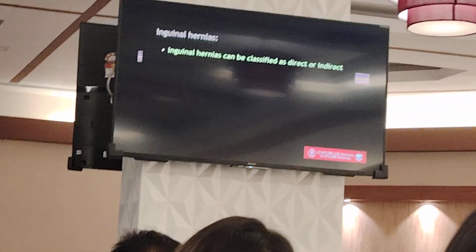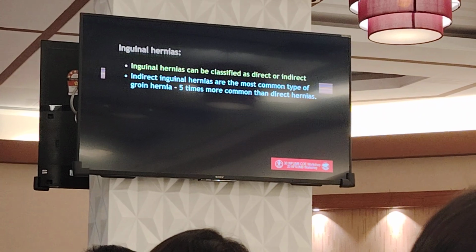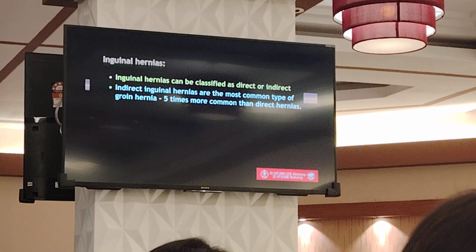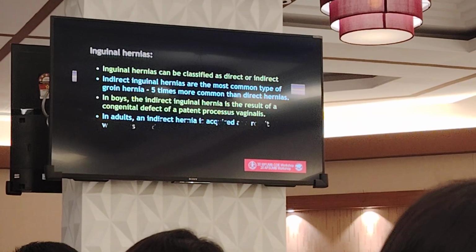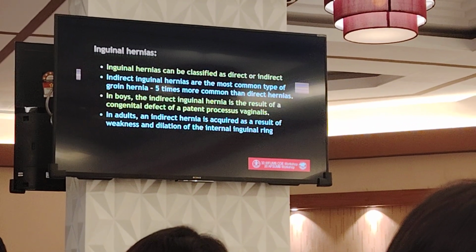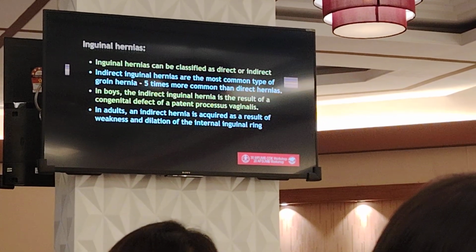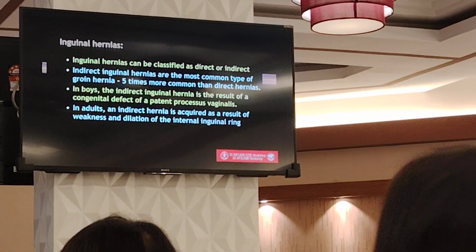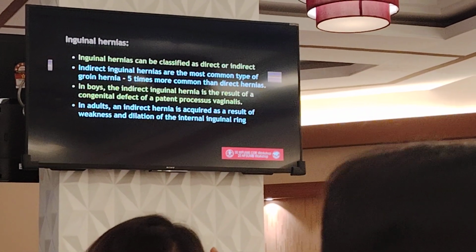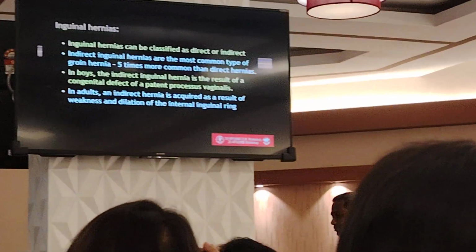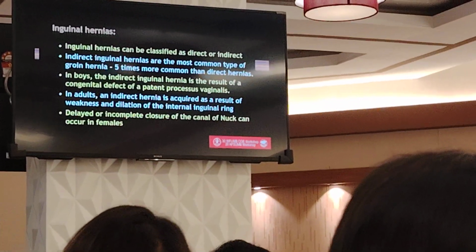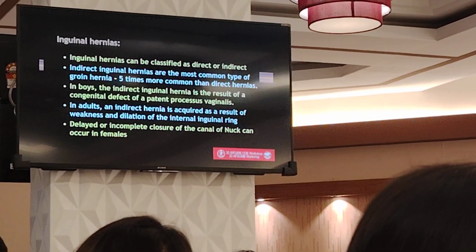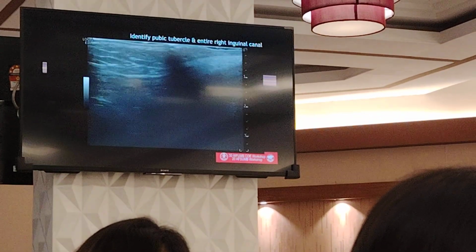Inguinal hernias can be classified as direct or indirect. The indirect hernias are the most common type, 5 times more common than direct hernias. In boys, it may be the result of a patent processus vaginalis. In adults, it is acquired as a result of weakness and dilatation of the internal inguinal ring, maybe by whatever reason, raising abdominal pressure or chronic cough. Importantly, delayed or incomplete closure of the canal of Nuck can occur in females.